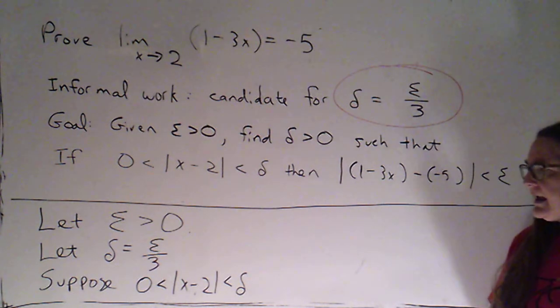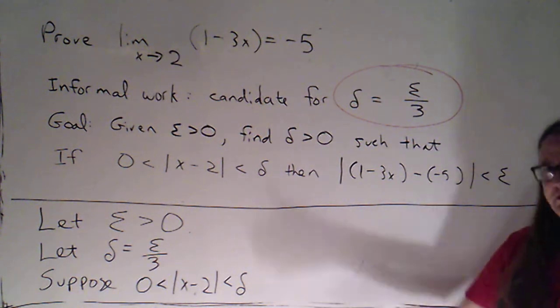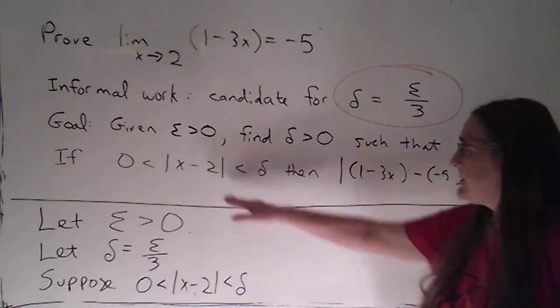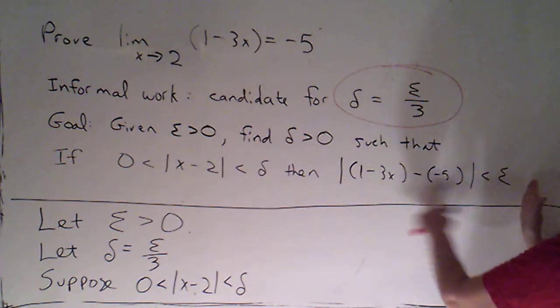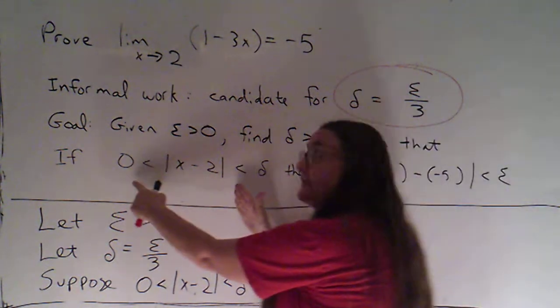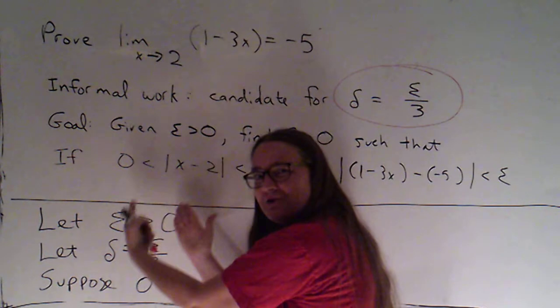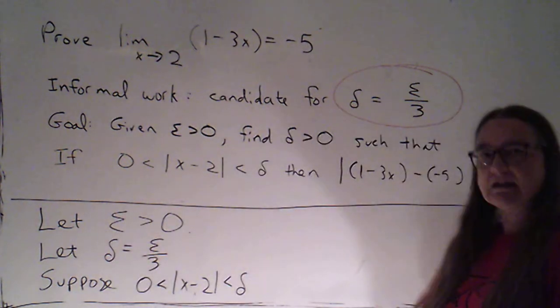A lot of times people say, what gives you the authority to do that? Well, I don't care what happens if this isn't true. I'm only claiming that this happens if this is true. So I need to consider what happens if that is true. I need to perform the experiment.